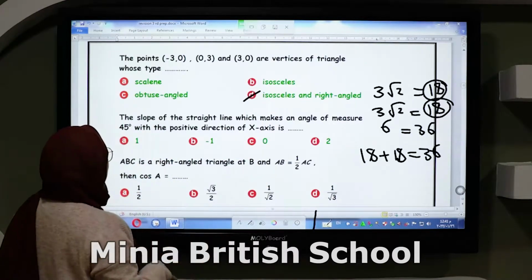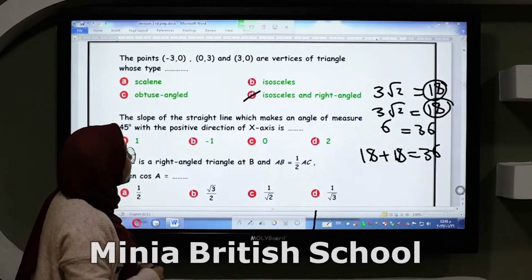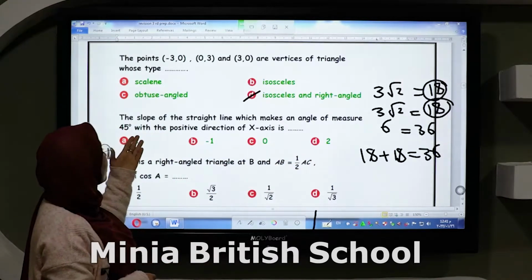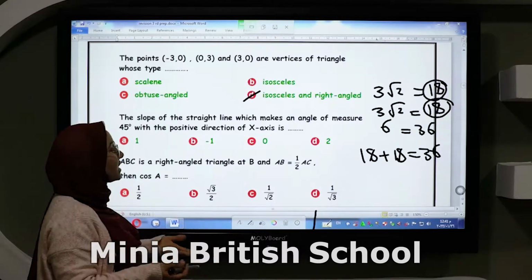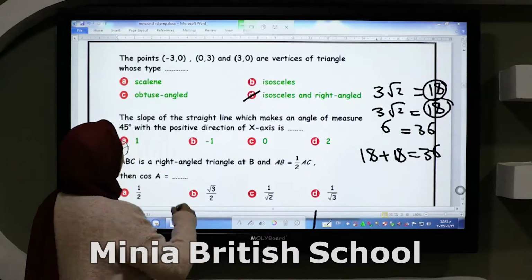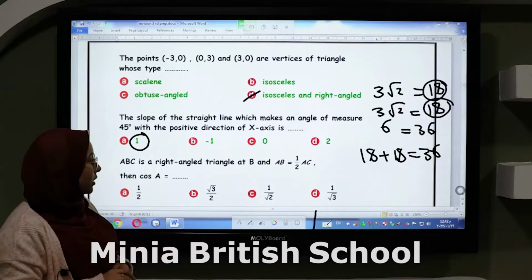Next one: the slope of the straight line which makes an angle of measure 45 with the positive direction of the x-axis equals tan theta, tan 45, which equals 1.